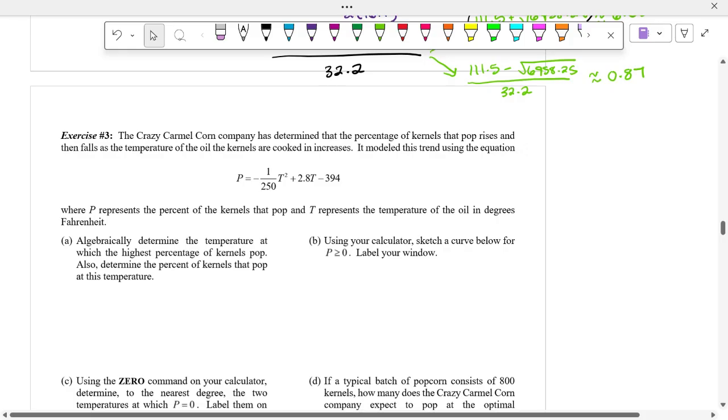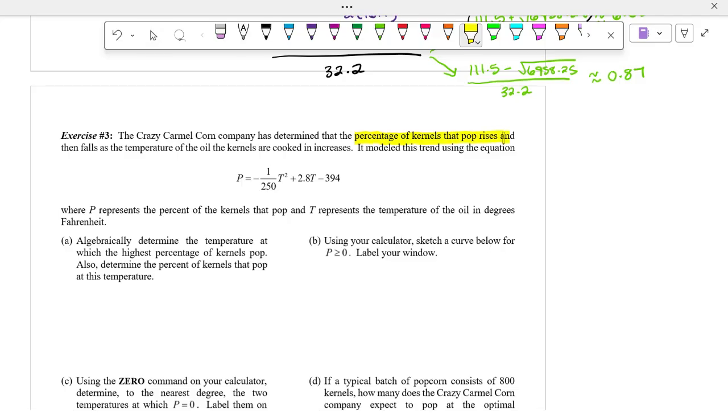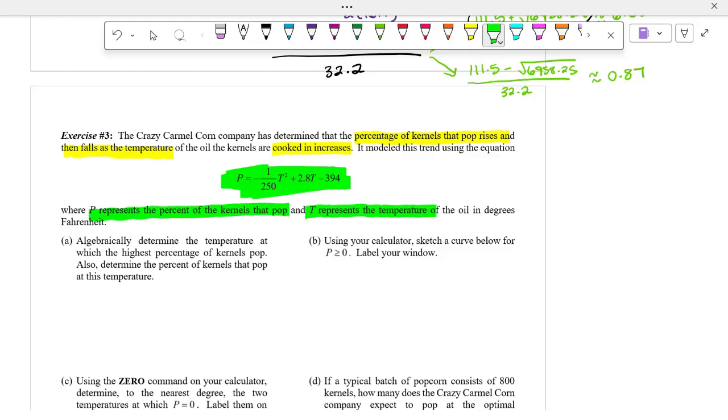The Crazy Caramel Corn Company has determined that the percentage of kernels that pop rises and then falls depending on the temperature of the oil that is cooked increases. So this model models the trend. This is our model right here, where P is the percent of the kernels that pop, and T represents the temperature of the oil in degrees Fahrenheit.